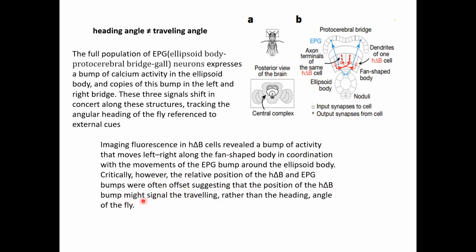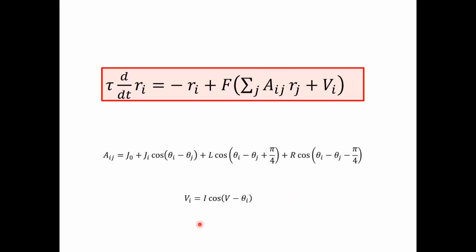Okay, so what this article suggests is that the H delta B and the calcium bump observed there might signal the traveling rather than the hitting angle of the fly. Okay, so now, of course, you're students of math, graduate students of math. So we need to have a look at the equations.